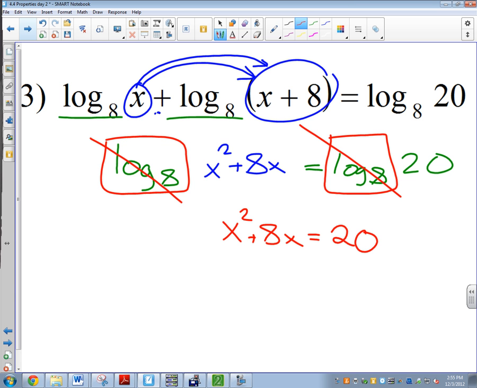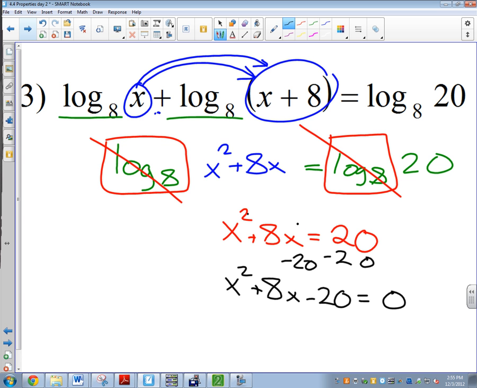Look at that problem. All right, I can't just subtract it. That doesn't help me. Subtracting 8x doesn't help me. It is a quadratic equation. I've got an x squared, I've got an x to the first, and I've got a number, so I need to get everything on the same side. So I'm going to subtract 20, x squared plus 8x minus 20 is all equal to 0.